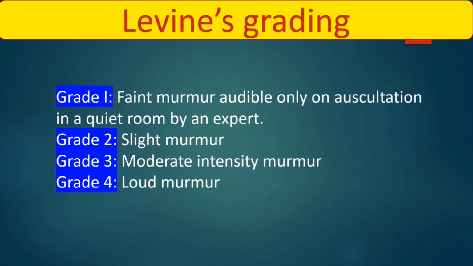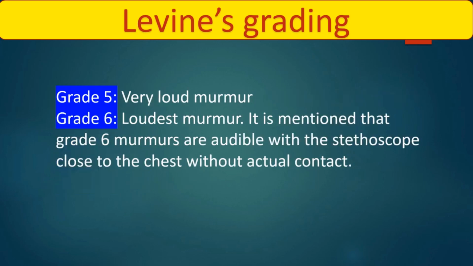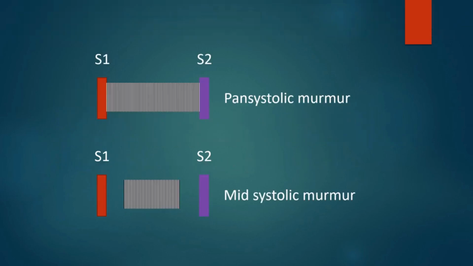Grade 2, slight murmur. Grade 3, moderate intensity murmur. Grade 4, loud murmur. Grade 5, very loud murmur. Grade 6, loudest murmur. It is mentioned that grade 6 murmurs are audible with stethoscope close to the chest without actual contact. A murmur which extends throughout the systole is called pansystolic murmur, also known as hollow systolic murmur.